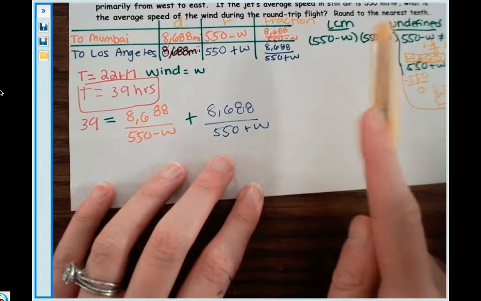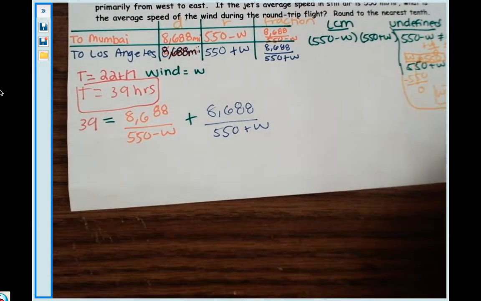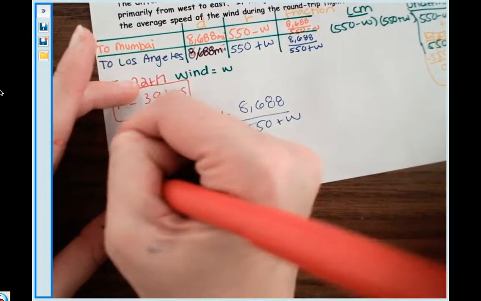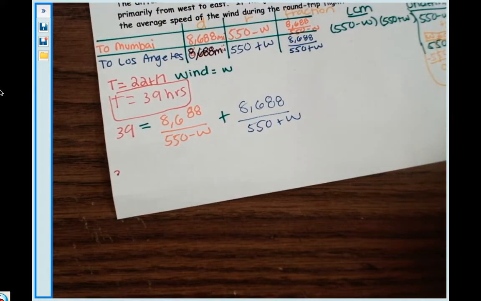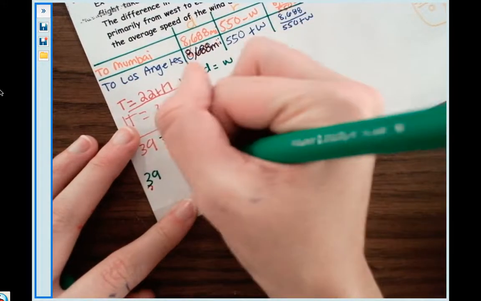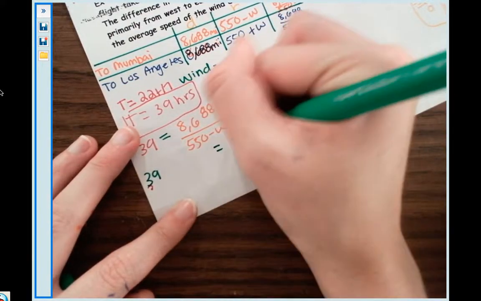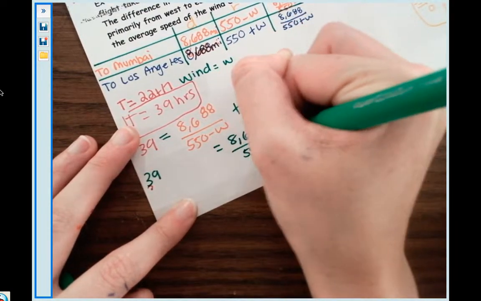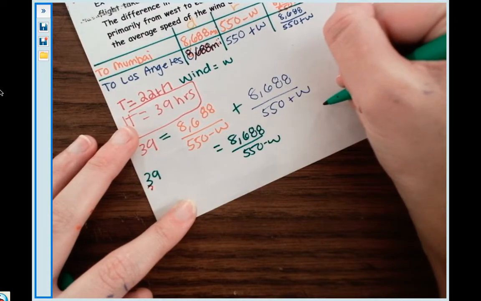All right, the first step, we multiply every single numerator by our LCM. Let's hope I can leave enough space this time, which I'm just going to write all this in one color. All right, so I'm going to have 39, let's see here, equals 8,688 over 550 minus W. And remember, I'm leaving space for that LCM.